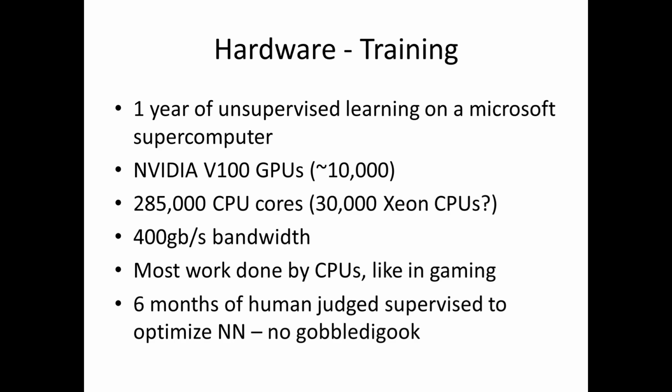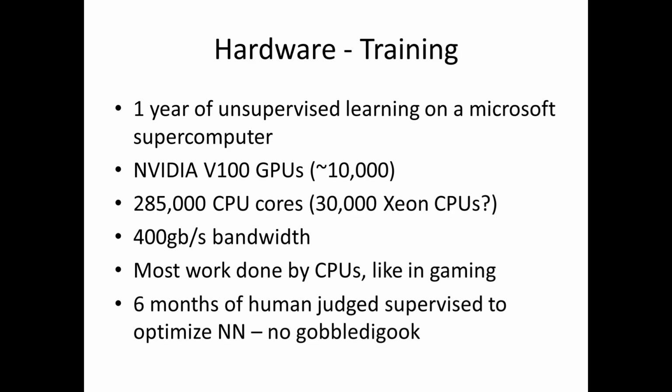NVIDIA V100 GPUs. These things are expensive. They're about 10 grand each, and they typically come packaged in server modules, so I think there are multiple ones in there. There can be like 6 or 8 of these V100 GPUs per module, and supposedly it used 10,000 of them. Now they cost, from what I saw online, about $10,000 each. But maybe with a bit of discount, we're probably looking at like $70 or $80 million there just in hardware.